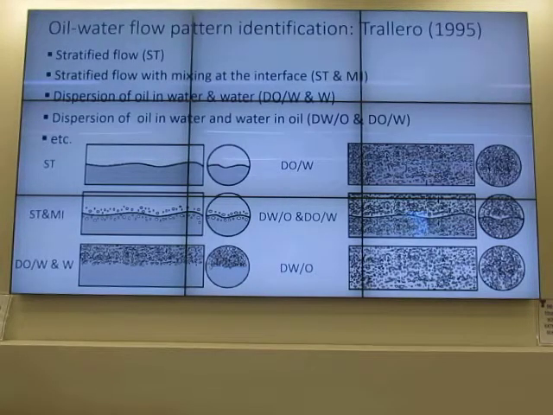Oil water flow pattern. We have been on the single phase flow topic for a while, right? Now let's move to two-phase flow with oil and water. Oil water flow patterns can have stratified flow. Stratified flow.